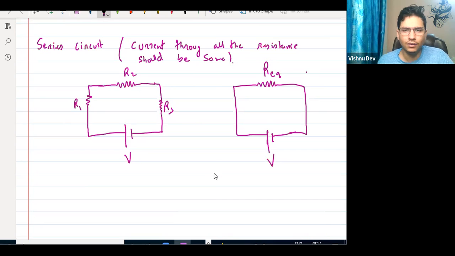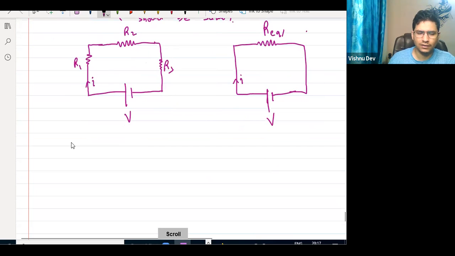Instead of writing these three, I'm just writing one. So we have to find the value of this in terms of R1, R2, and R3. Yes or no? But am I changing the circuit? No. Instead of writing three resistances, I'm just having one resistance, at one place. So what is the current here? It is I.